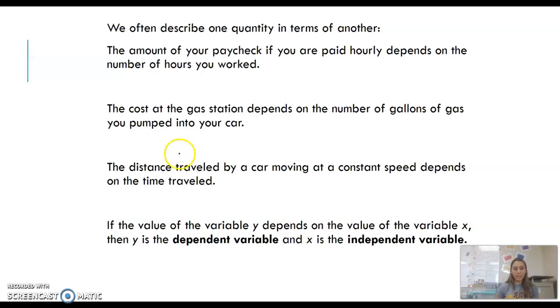I would mostly write this in my notes if I were you, because this is something that's going to come up. And actually, my son and I were talking about the hours that he works and the amount he gets paid. And I was like, we're talking about independent and dependent variables. So this is something that actually occurs in real life. So go ahead and hit pause.